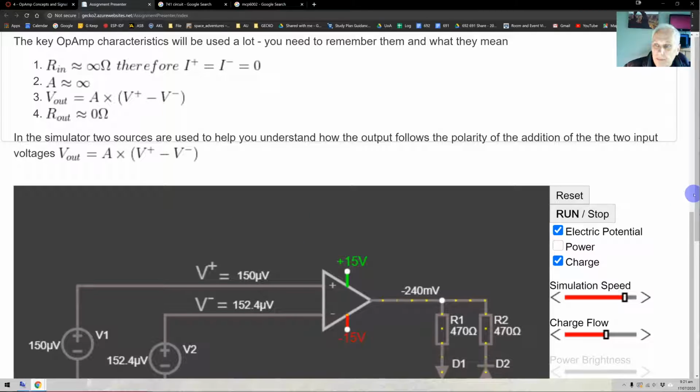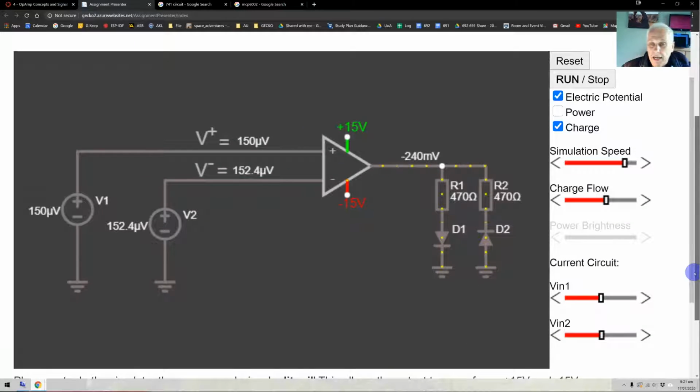So if we go down here to the simulator, what you can see here is I've got 150 microvolts on this input, I've got 152.4 microvolts on this input. So that means that the difference between these two is, let's just be really careful, it's 150 minus 152.4. That means that the difference is minus 2.4 microvolts, okay? So that's what is amplified. It's this input minus this input, okay?